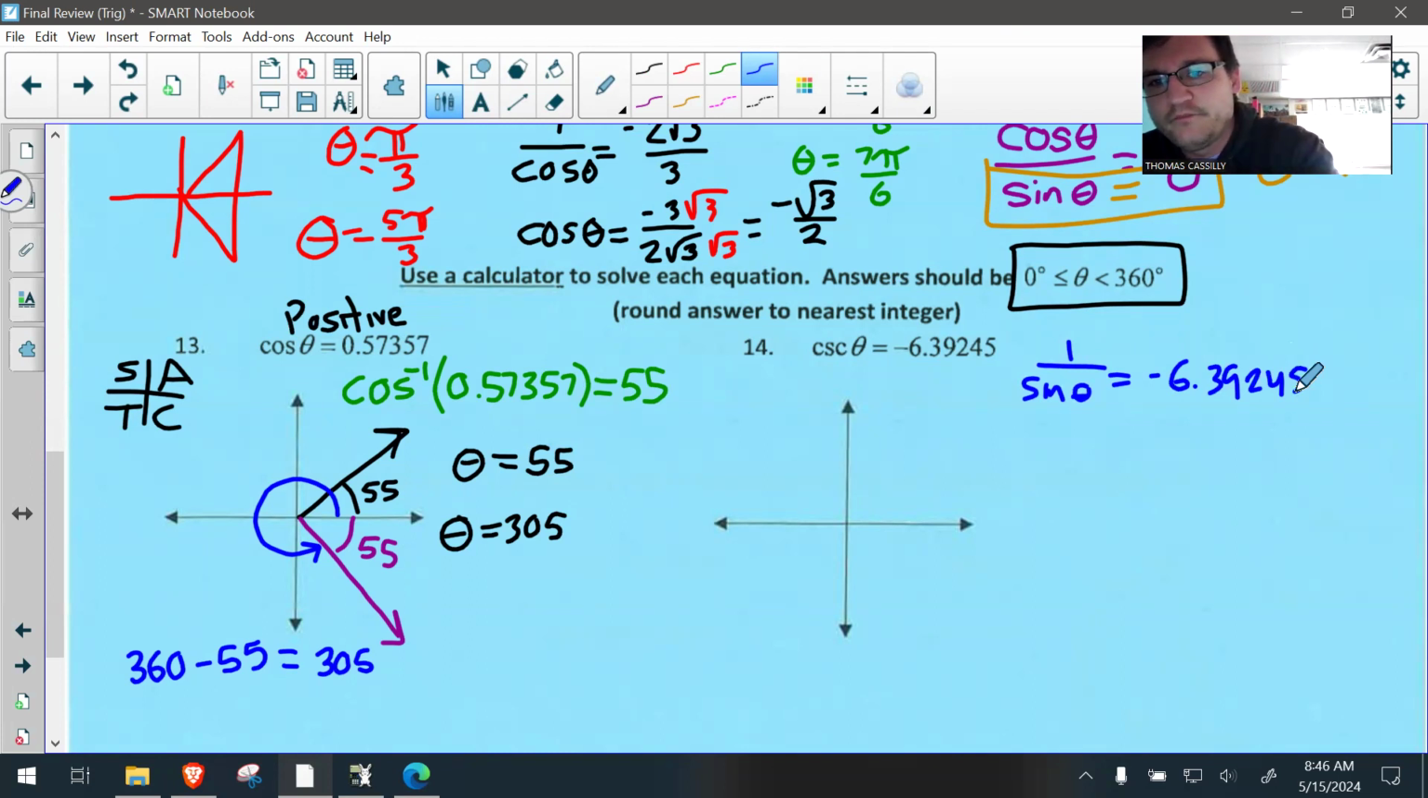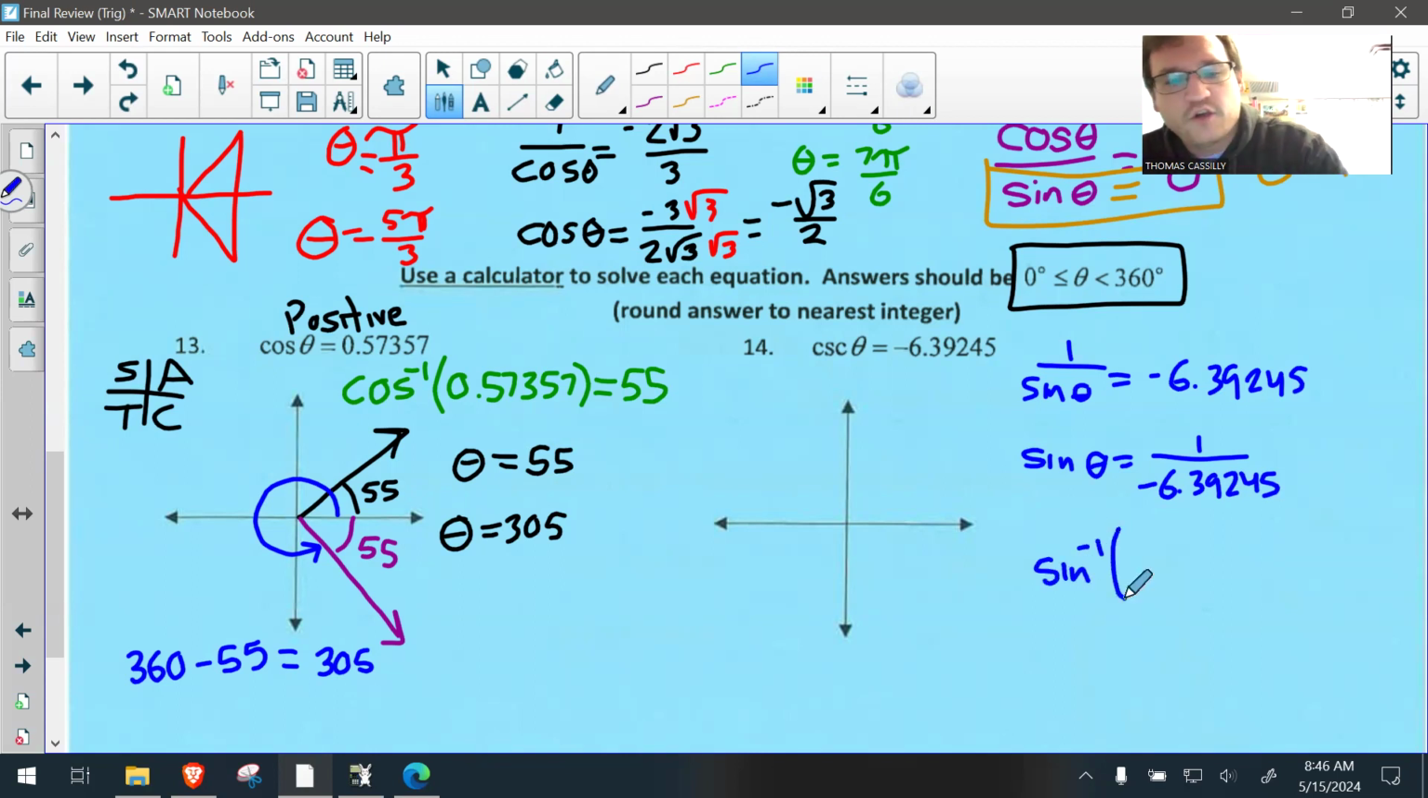We flip it upside down, and you're going to say the sine of theta equals 1 over negative 6.39245. And then the last step is the first step on the previous problem. We inverse it, right? So the inverse sine of this fraction is equal to theta.